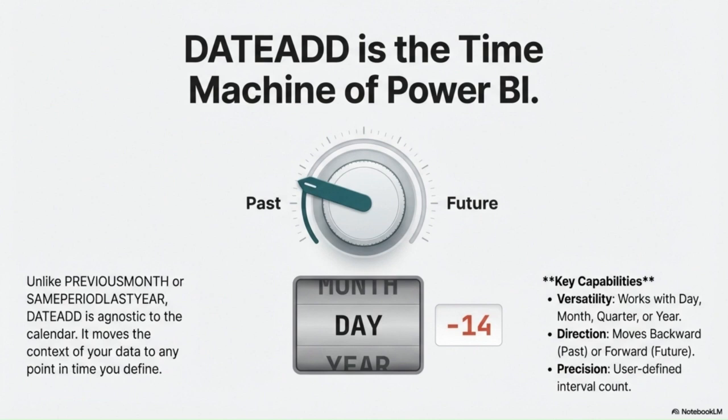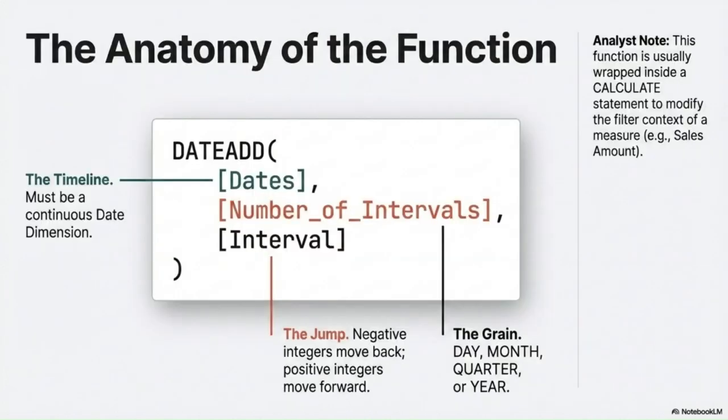Think of DATEADD as a time machine in Power BI. It allows you to move backward or forward in time by days, months, quarters, or years. Unlike fixed functions like previous month, DATEADD is flexible, directional, fully customizable.